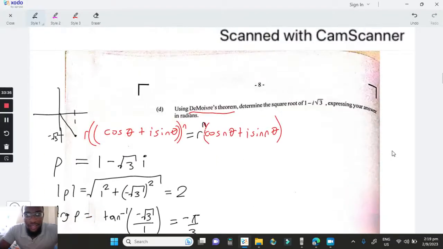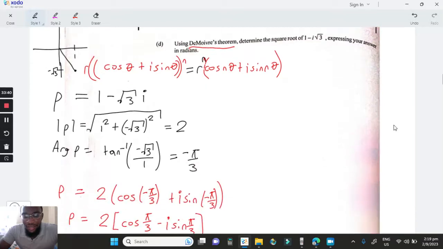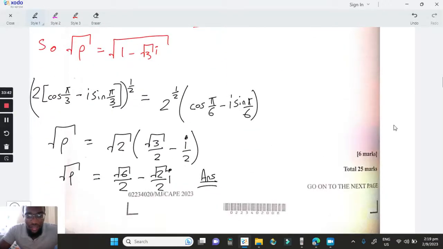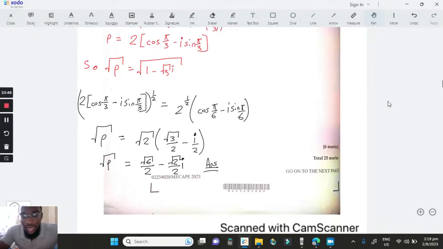Alright, by expressing your answer in radians, and we did everything in radians. Alright, so that's it. That's using De Moivre's theorem. Now this is what you had to do.